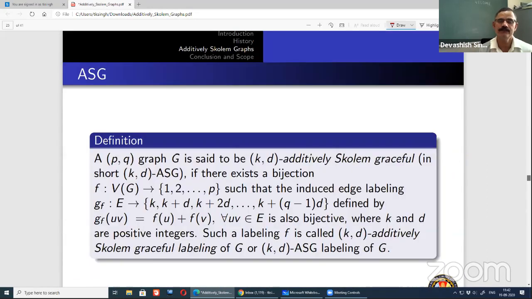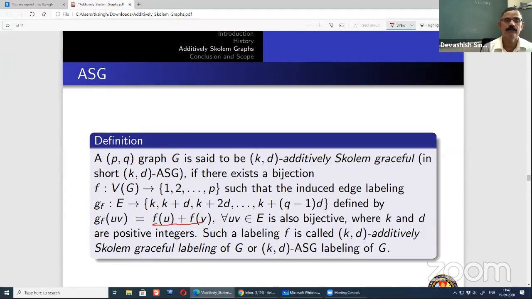Now let us come to this part. What we have taken, in short, I have taken as ASG, meaning additively Skolem graceful graph. Since we are trying to find some results in distance magic and distance antimagic graphs, we found that Skolem sequences are also useful to generate such. So can we define something like that, with a sum instead of a difference?